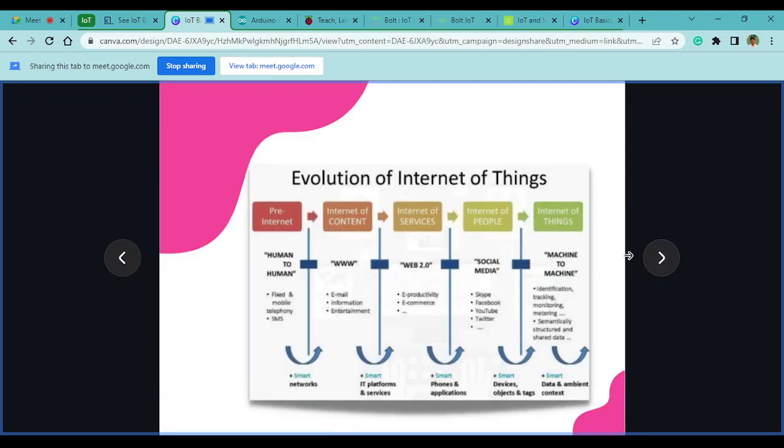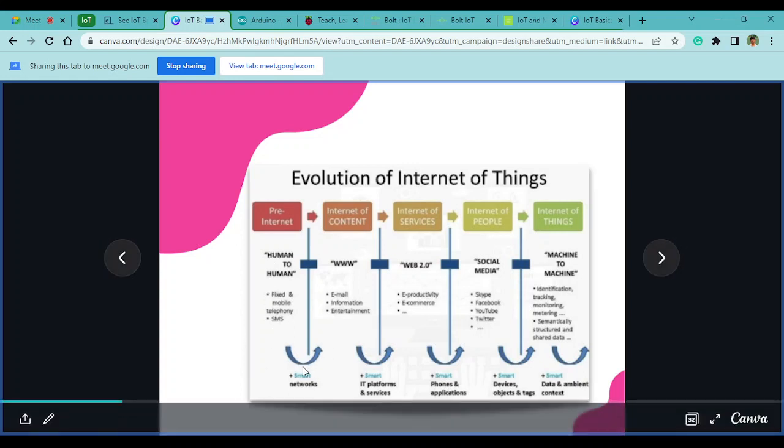So moving on, let's talk about the evolution of Internet of Things, right? So what happened? How did we end up here? Before internet, the way we were communicating was only telephone and mobile, right? We used basic mobile handsets as well as wired telephone networks. So the communication was human to human, right? Once we started having networks around the globe, we started to have this idea of internet, right? Interconnection of networks.